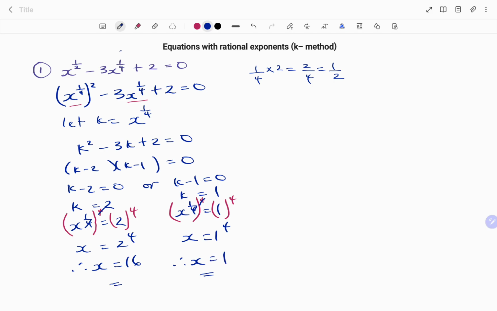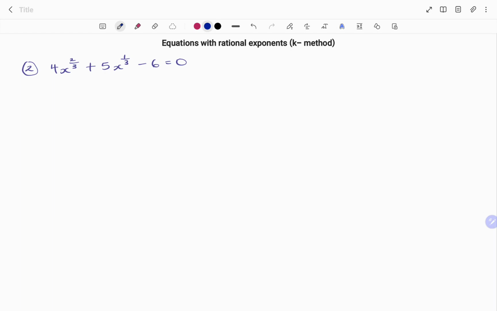Let's look at another example. In this example, we have 4x to the power of 2 over 3 plus 5x to the power of 1 over 3 minus 6 equals 0. Like we did earlier, we're going to make our exponents in multiples of the lowest. The lowest between 2 over 3 and 1 over 3 is 1 over 3. So we're going to make our exponents in multiples of 1 over 3.